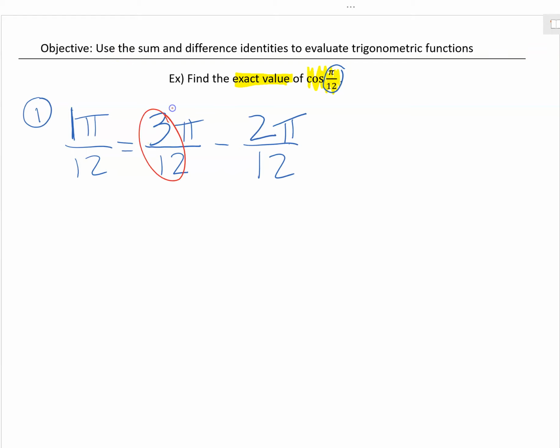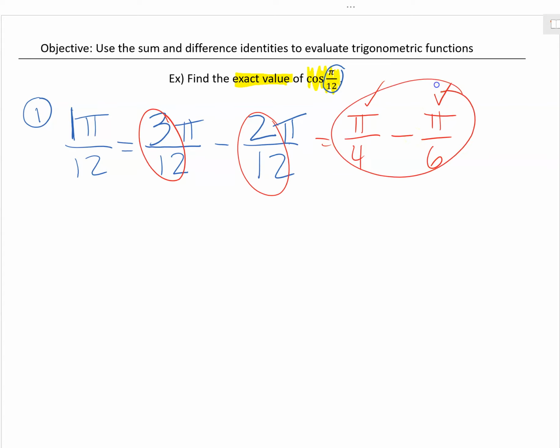So 3/12 is 1/4, so that would be pi 4ths. Pi 4ths is a unit circle angle. 2/12 reduces to 1/6, so that would be pi 6. That is a unit circle angle. That tells me I can use these two angles, or this difference, to find the cosine of my pi 12ths radians. So now I'm going to find the cosine of my pi 12ths radians. That would be the same thing as the cosine of the difference of pi 4ths and pi 6.